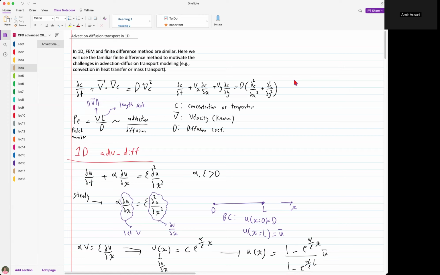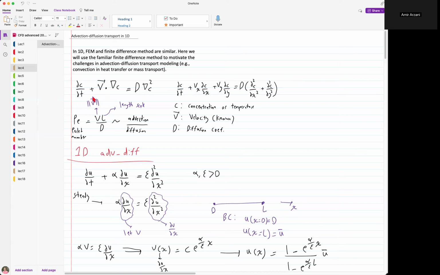In 1D, it turns out that the finite element method and finite difference methods are quite similar and identical. So in what's going to follow in this lecture, we're going to be presenting things in the finite difference setting that's perhaps more familiar, but keep in mind that this is identical to how the finite element method will also proceed in one dimension.